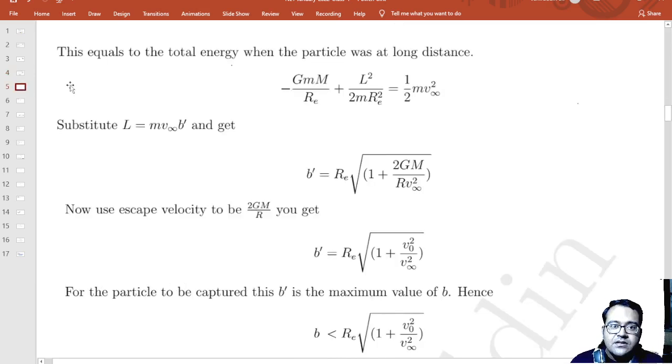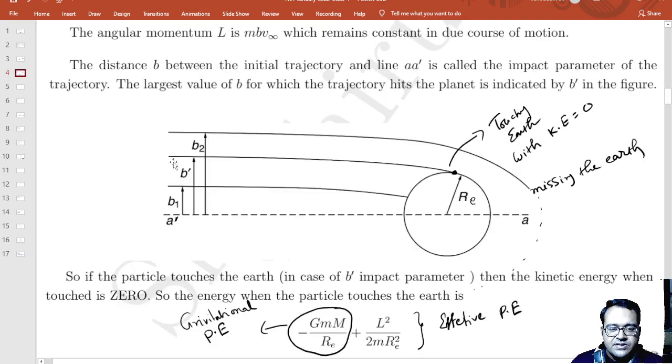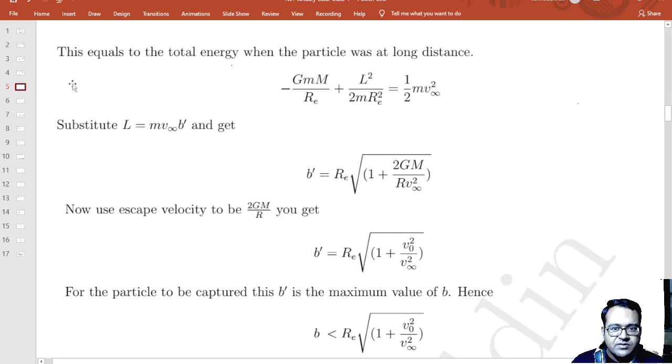Okay, so that much energy will be equal to the energy at the long distance, because energy is conserved. The energy when the particle was here is the same as the energy when the particle is there, because there is no energy loss. Central force energy is conserved. So this is energy conservation.